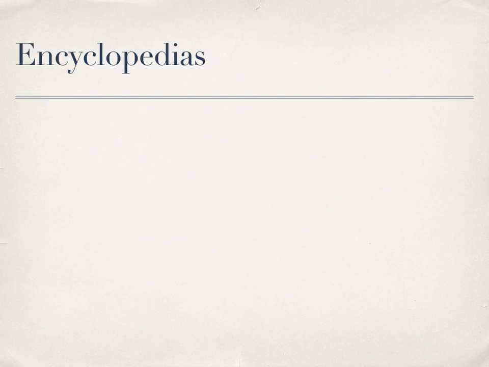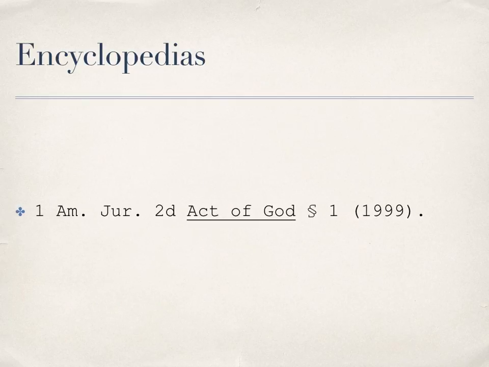Because they're so prevalent in first-year research projects, I'd like to take a moment to talk a little bit more about encyclopedias and show you how they're a little bit different than your regular book cites. Here's an example of a citation from the American Jurisprudence, or the AmJur. The citation is made up of first the number 1 to indicate that this was from volume 1 of this encyclopedia set. AmJur 2d is the abbreviation for the American Jurisprudence. Act of God is the specific topic that I was looking at, and Section 1 is the section of that topic that I was looking at.